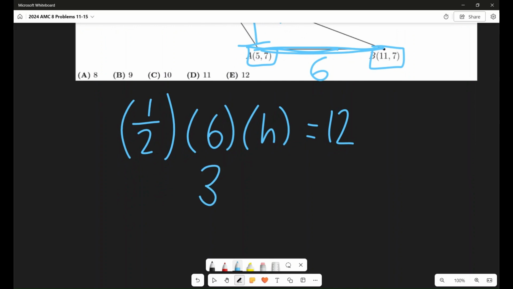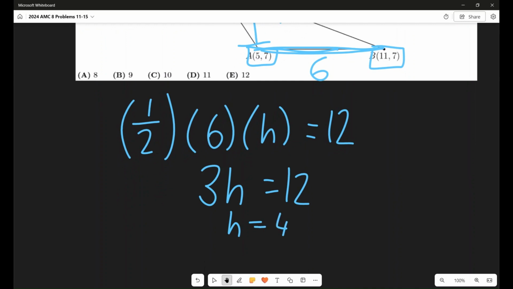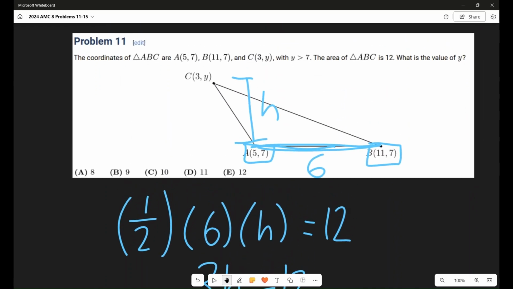And simplifying the left gives 3h, and the right is still 12. And so h is equal to 4. This means that C has to be 4 units above AB. And since AB is on y equals 7, C has to be on y equals 11. So the answer is D.